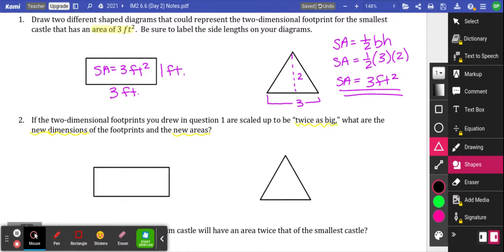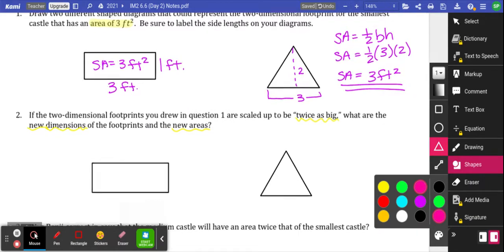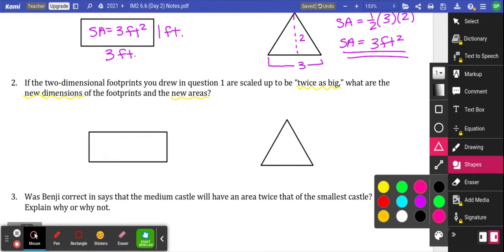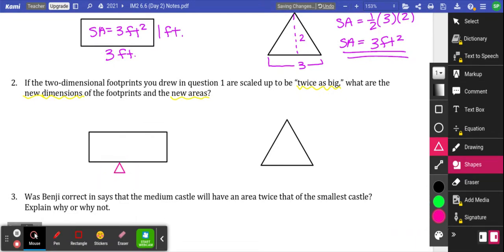Okay, so if we make these twice as big, what we're going to do is we're going to take the length and the width, or the base and the height, and we're going to multiply them by 2, right, to make them twice as big. So if we take our rectangle, and we take that length 3 and multiply by 2, you get 6.